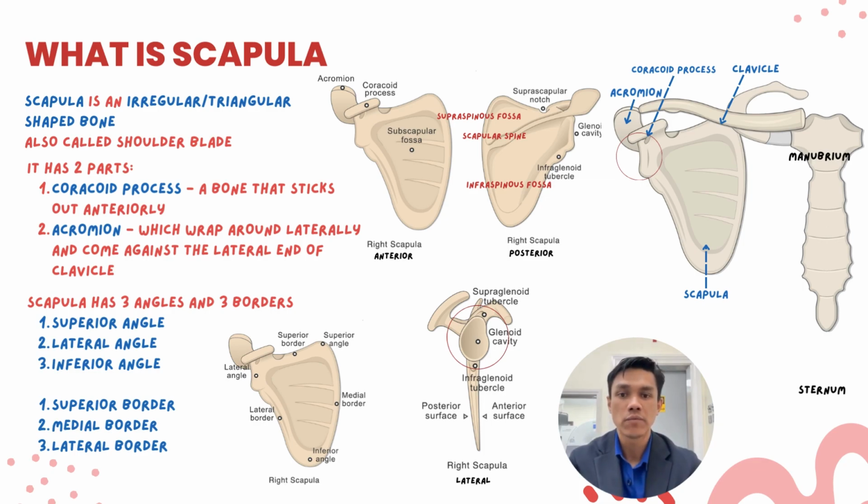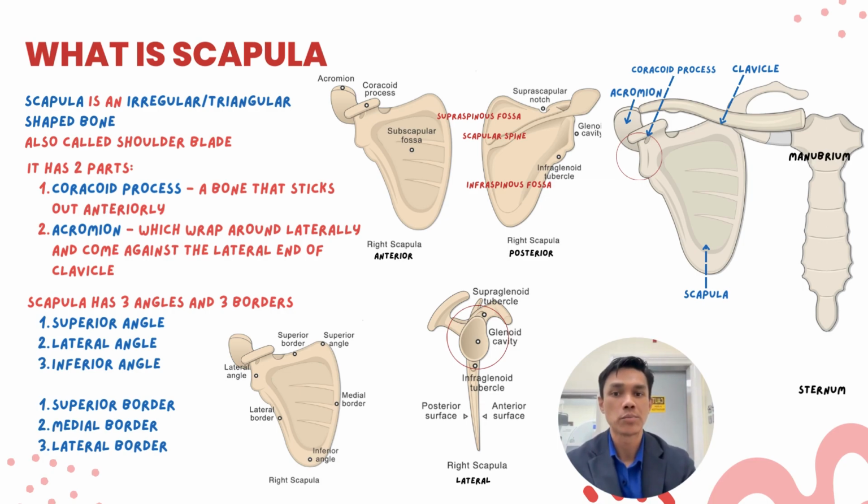And this concave part on the lateral side of the scapula, we call the glenoid fossa or glenoid cavity. It is a shallow depression that presents along the edge of the lateral angle. This area articulates with the humerus bone to form the glenohumeral joint.